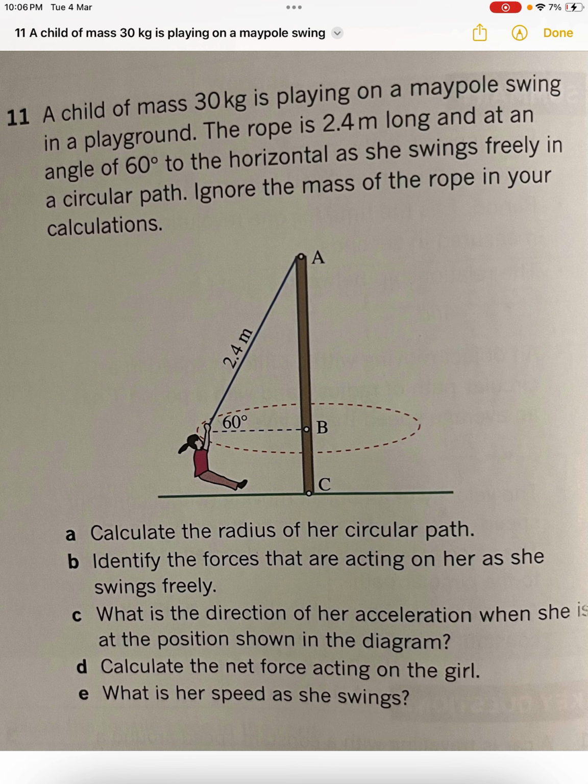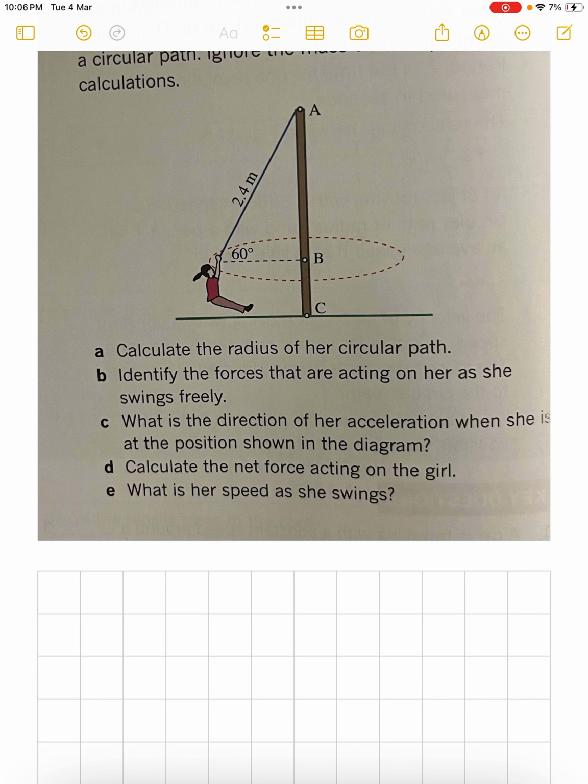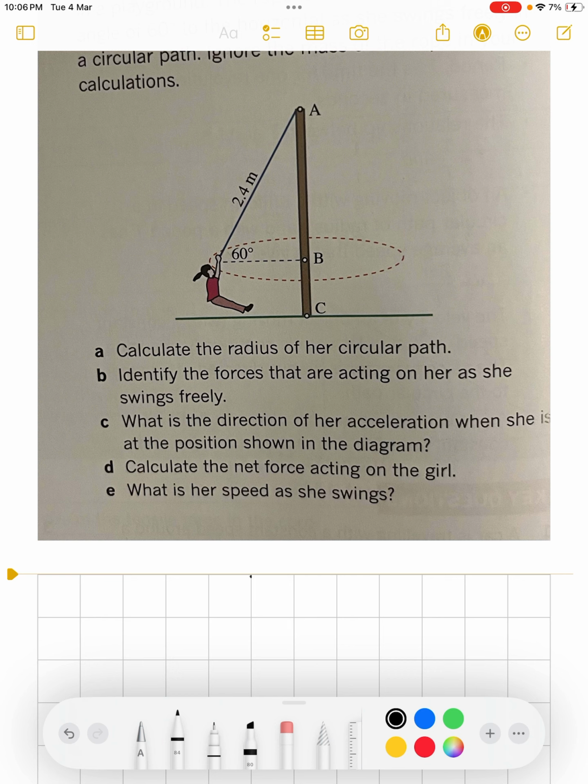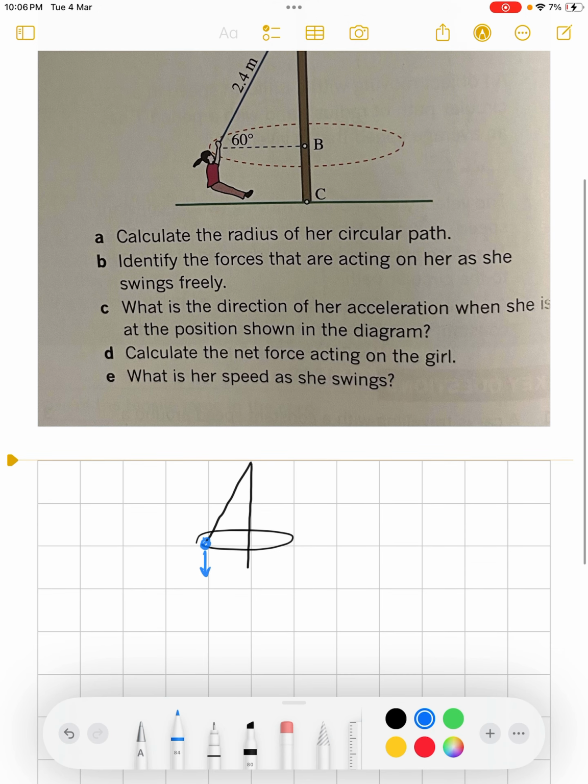So let us look at these figures. I'll just draw a quick picture, and we've got the circle here, and we've got the girl here, and our force due to gravity is down. Our normal force is along the rope, and then we've got this net force which is towards the center.